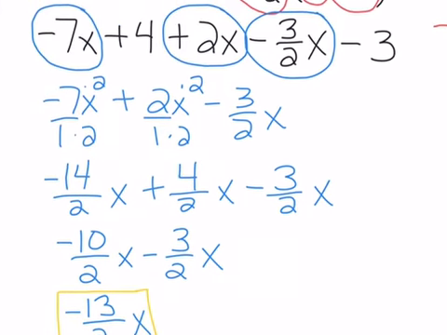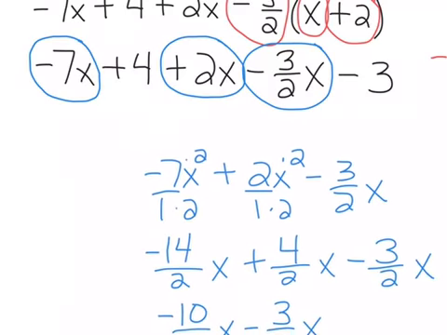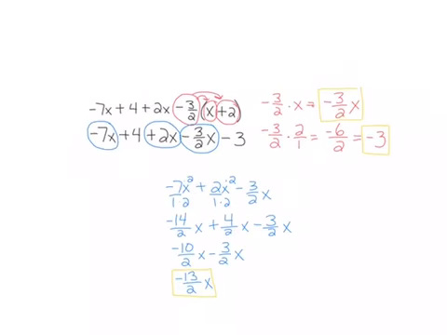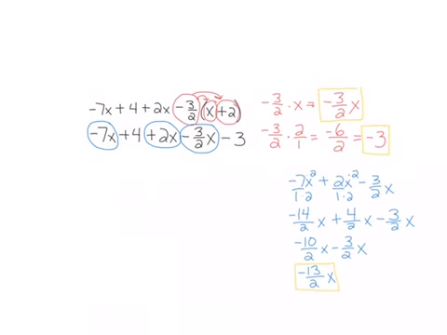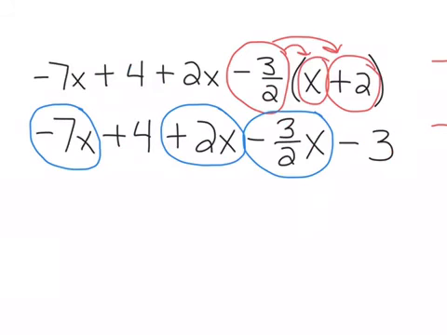So let me scroll back up, and I'm going to move my work down. So I'm now going to move this off to the side. I'll actually even make my template a bit smaller and move this off to the side, and I have to write in my negative 13 over 2x. So I have negative 13 over 2x.